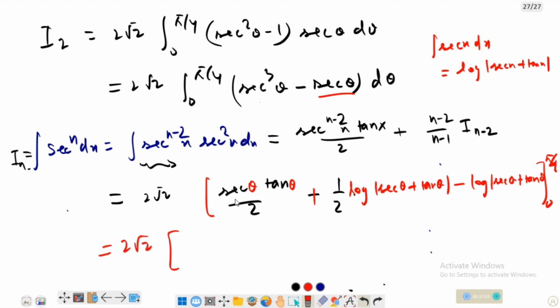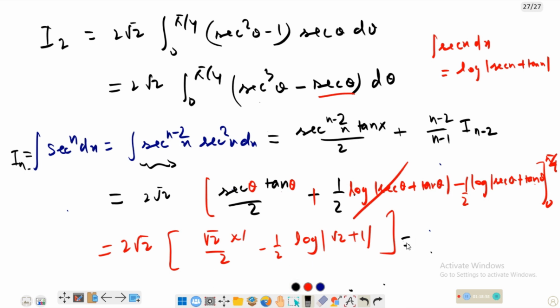When I put the upper limit, sec pi by 4 is equal to root 2 and tan pi by 4 is 1 upon root 2, and this is basically plus half, this is minus 1, and this cancels out, this is minus half. So sec pi by 4 is root 2 and tan pi by 4 is equal to 1, so this is basically minus half log root 2 plus 1. If we put the lower limit, tan 0 is 0 and sec 0 is 1, so log 1 is equal to 0. This integral is equal to this quantity.